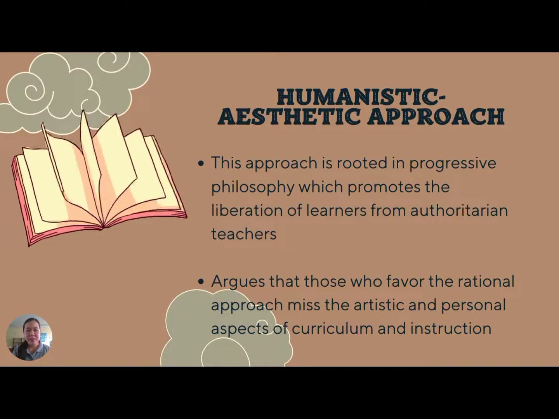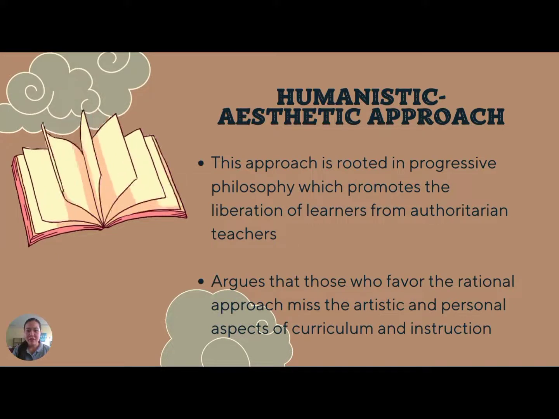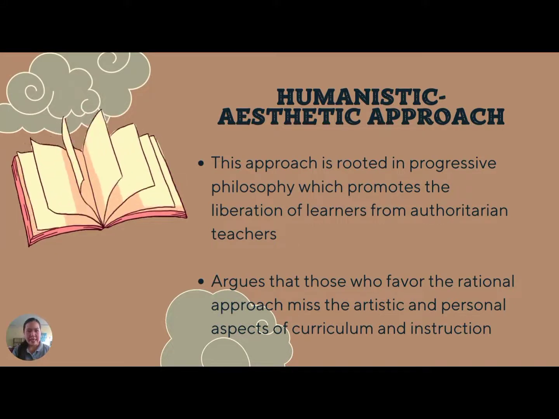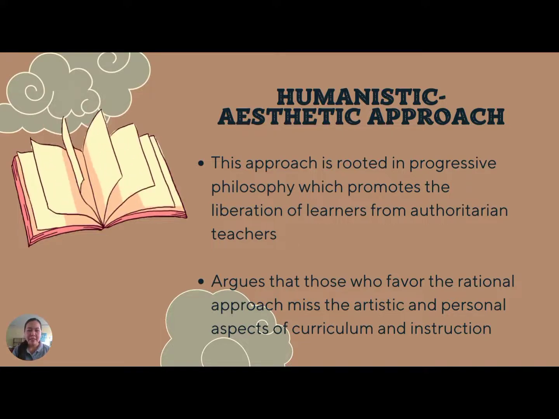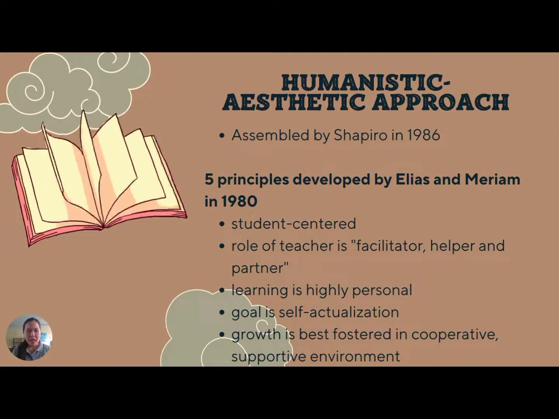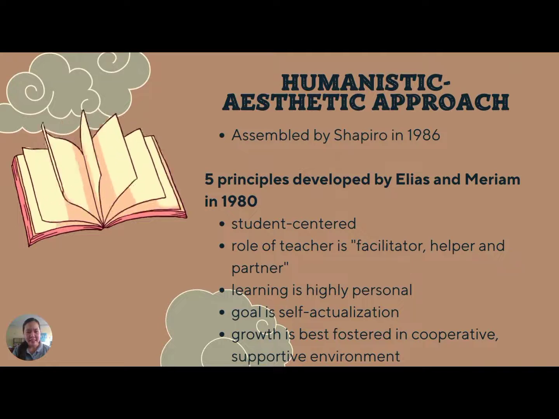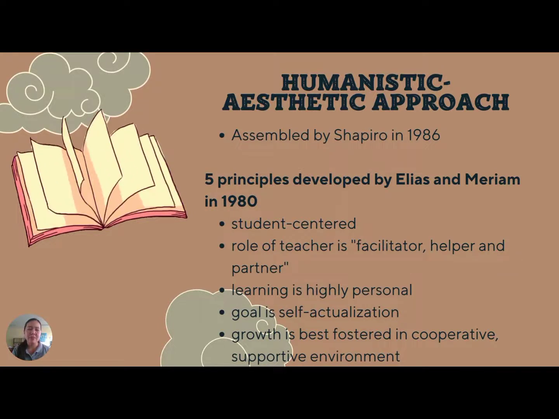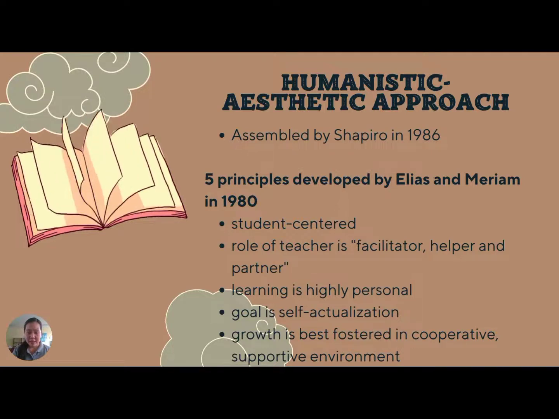This approach is rooted in progressive philosophy, which promotes the liberation of learners from authoritarian teachers. It argues that those who favor the rational approach miss the artistic and personal aspects of curriculum and instruction. The humanistic or aesthetic approach was assembled by Shapiro in 1986, which follows the 5 principles developed by Ilyas and Miriam in 1980. It is said to be student-centered.